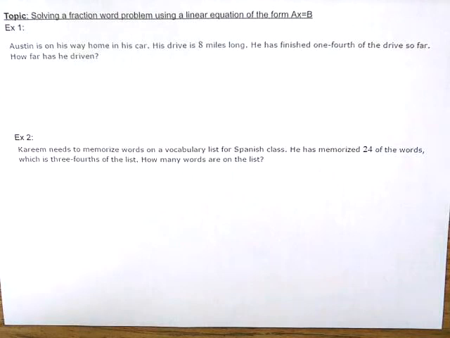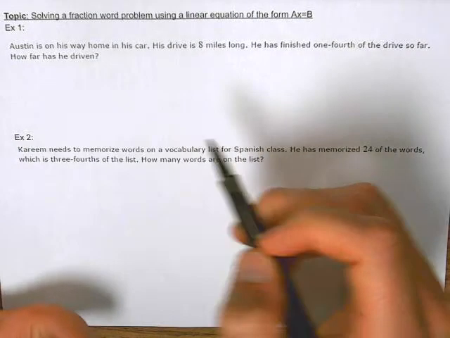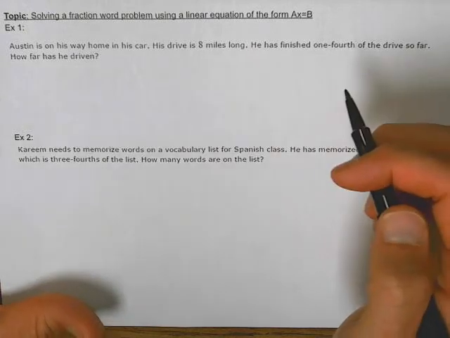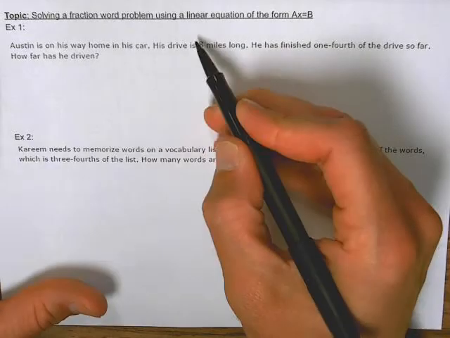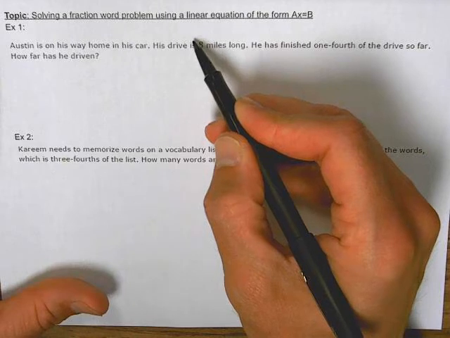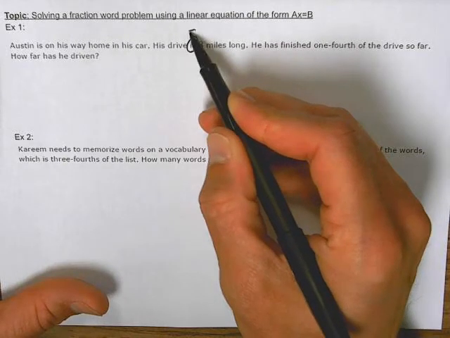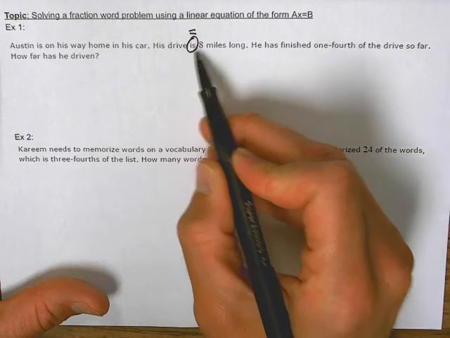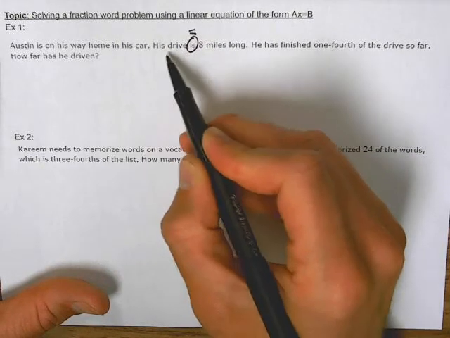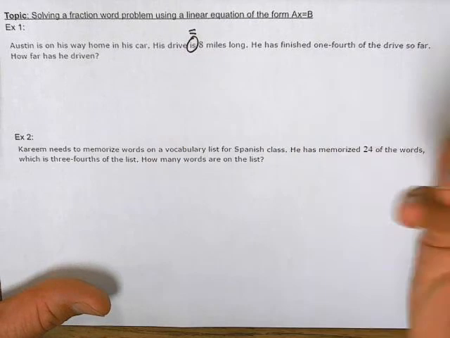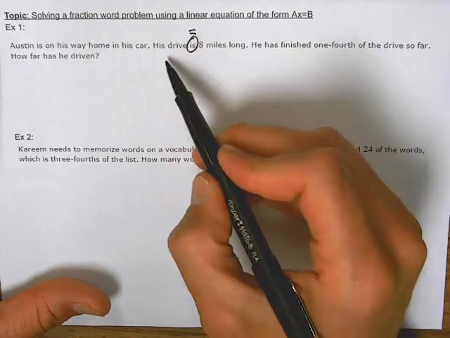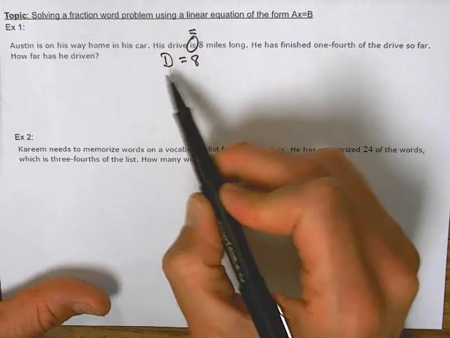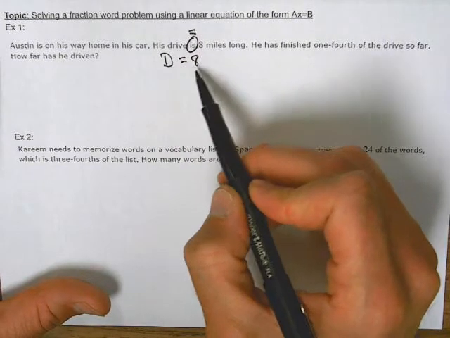Well, it's a good idea to try to write an equation for the situation. Usually the dead giveaway for an equation when you're reading a sentence is the word "is." Is means equals. So it's saying his drive is 8 miles long. Let's call however long his drive is, which I don't know, the letter D. Let's say D equals 8. Okay, that's his drive is equal to 8 miles long.